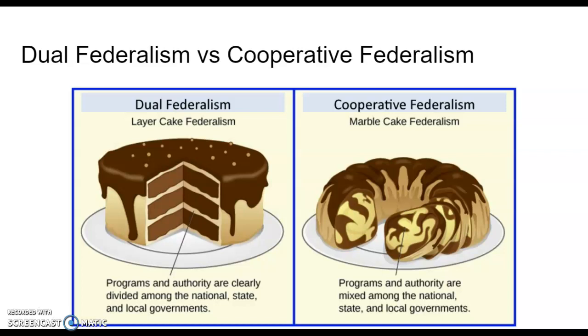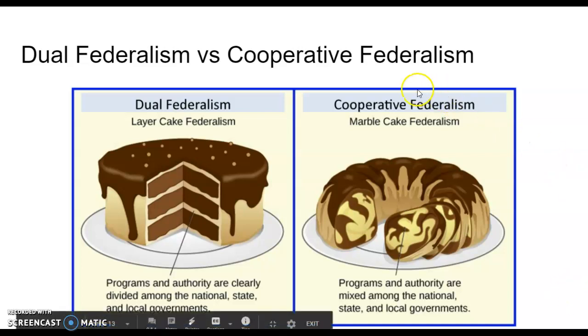These are programs and authority are clearly divided among the national, state, and local governments and have very little interference with each other. We saw a lot of dual federalism, more so when our country was first created, because everything kind of ran separately. You had the powers that the federal government had, and they kind of did those independently. And then you had the powers that the state governments had, and they also kind of functioned independently.